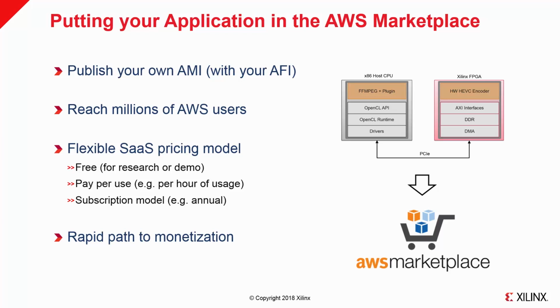To summarize what we've covered so far, the FPGA program is compiled, encrypted, and registered as an AFI. The host application, for example, a framework plugin, interacts with the FPGA using OpenCL. Once you have the two working together, you're ready to create and publish your own AMI. And this will allow end users to start their own F1 instance loaded with your AMI and have instant access to your accelerated application. Amazon provides various pricing models and offers a lot of flexibility and a rapid path to monetization.